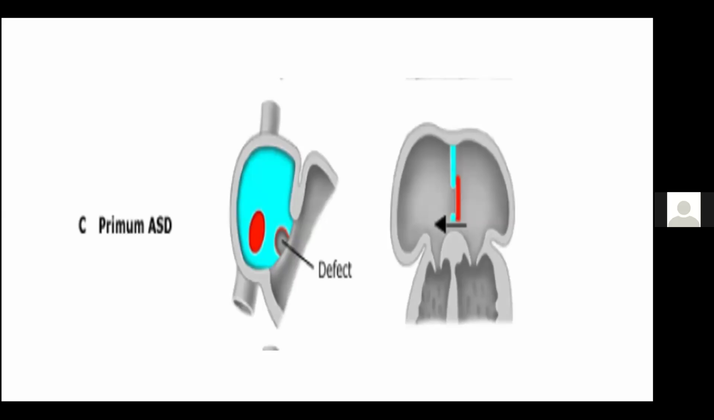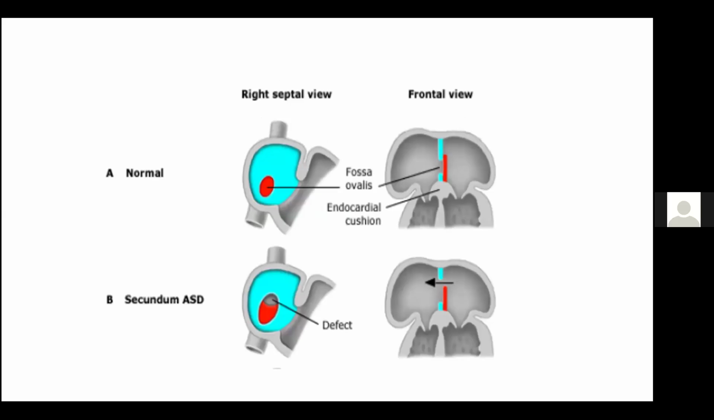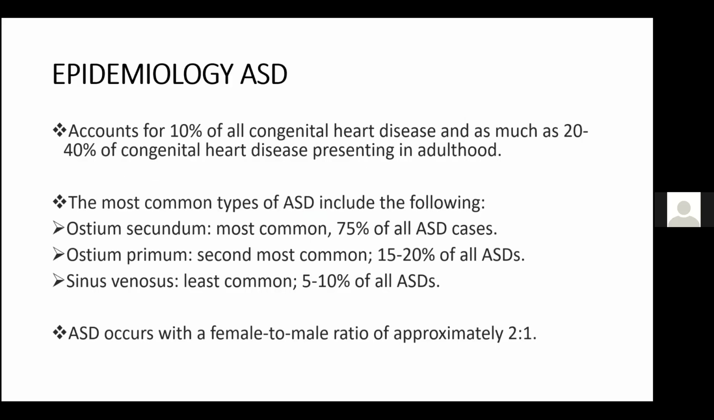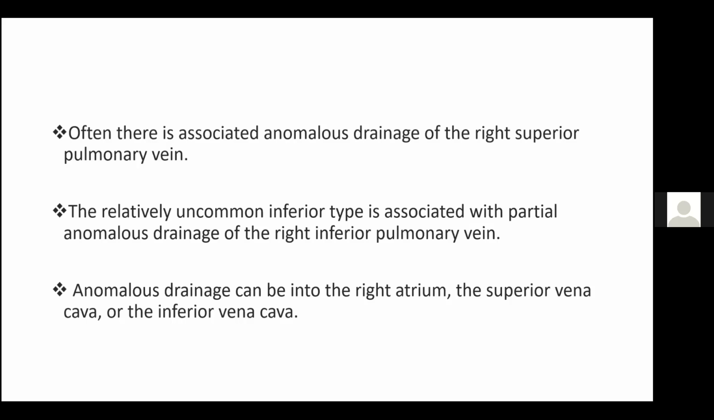This is just a picture showing the septum primum ASD, and this other one is showing the sinus venosus ASD, where the defect is up there. This one shows the secundum ASD. I mentioned this already. The sinus venosus ASD represents an abnormality in the insertion of the superior and inferior vena cava, which override the interatrial septum, so the interatrial communication is formed within the mouth of the overriding vein and outside the area of the fossa ovalis.